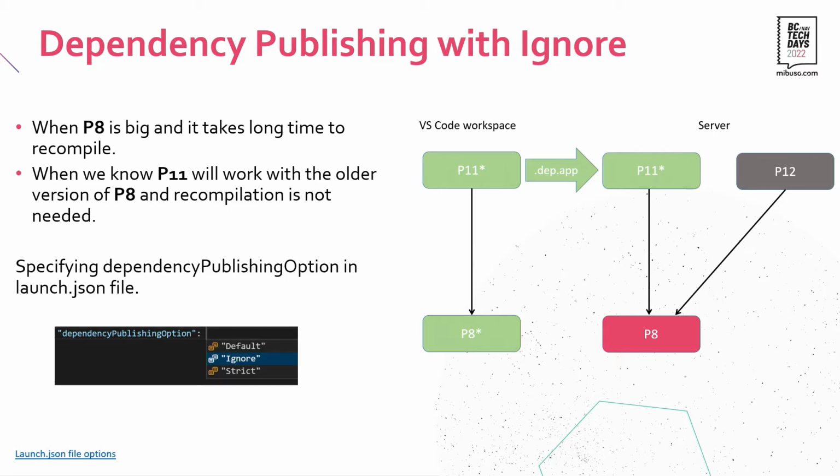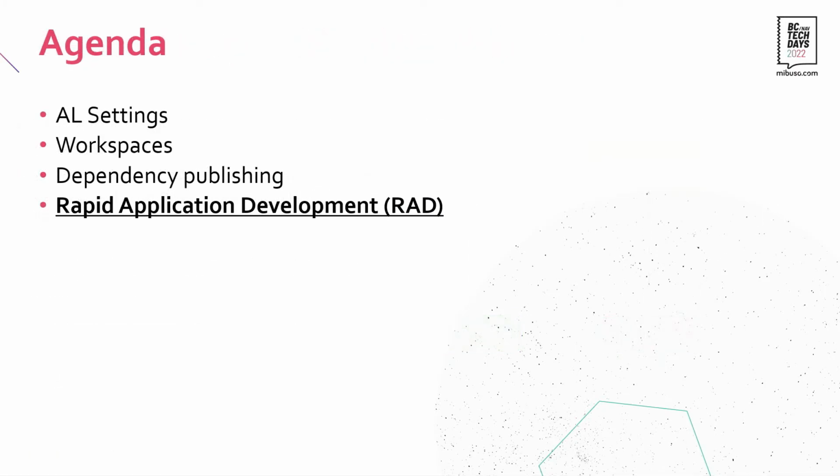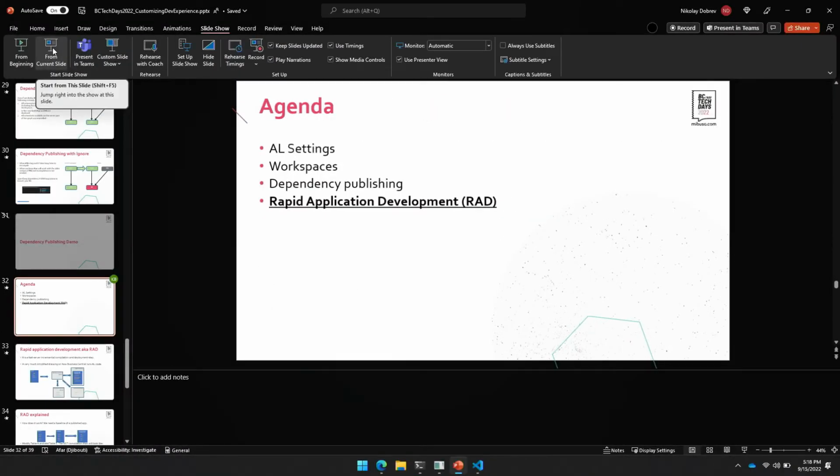So you're still able to work with the older version of it. Then you might want to skip publishing and recompiling, sending to the server that P8, if it's that big and if its compilation takes time. So then you can specify ignore. Strict is actually only about the workspaces, but you can go to our official documentation page and see more about these options. Before rapid application development, let's take a look at a demo for these.